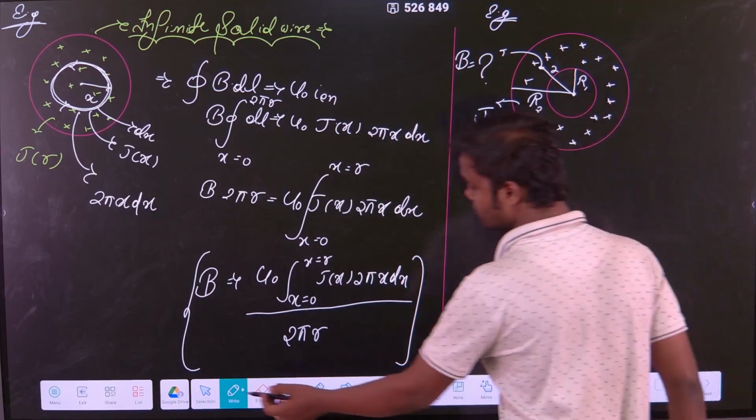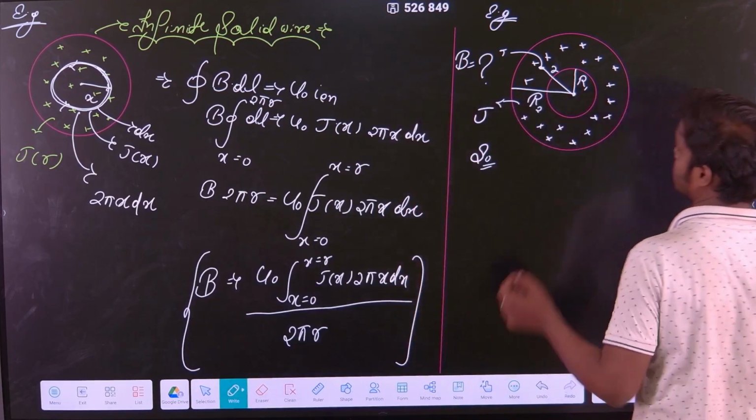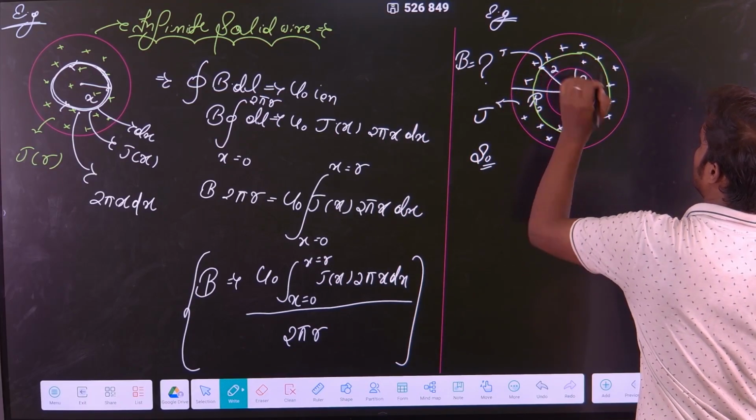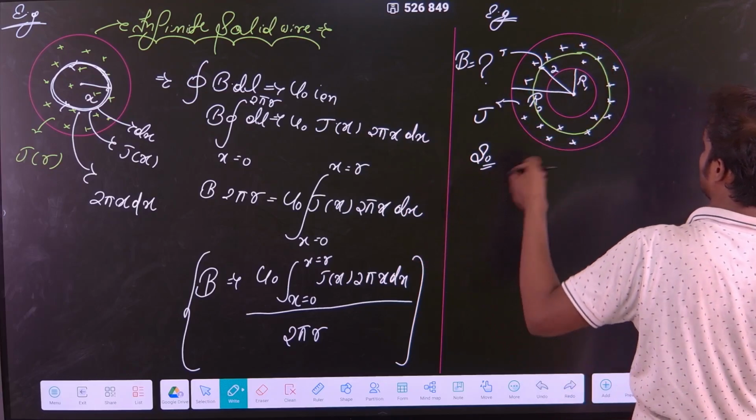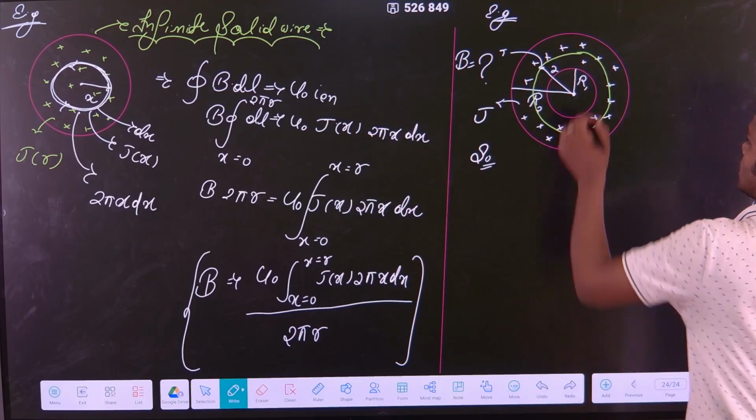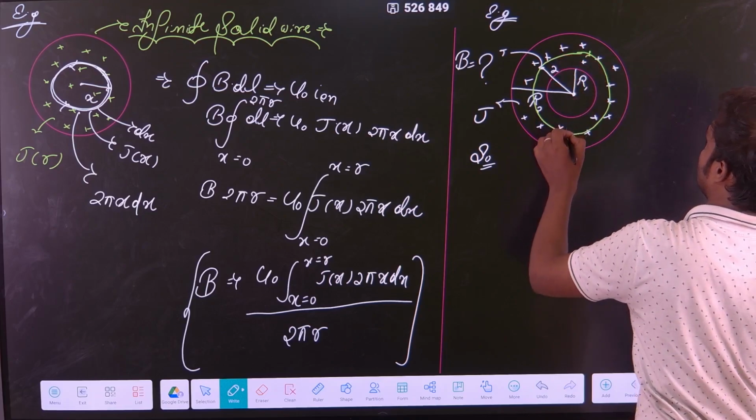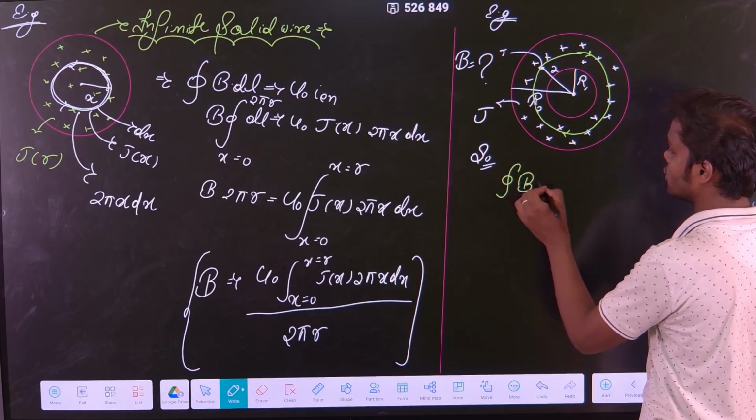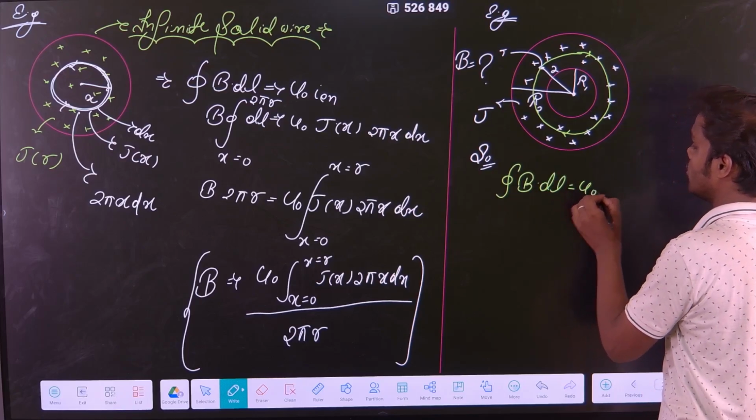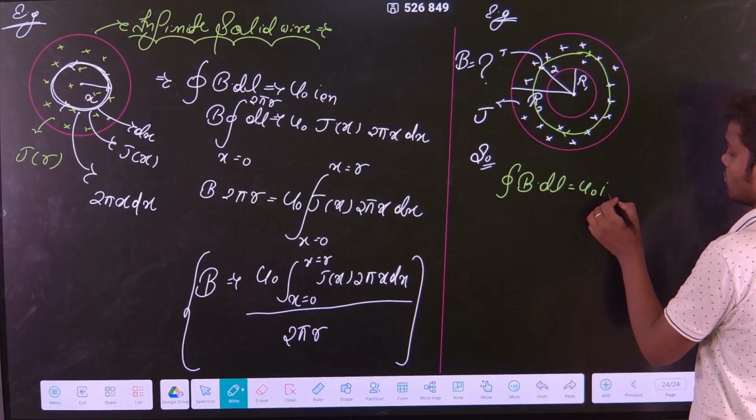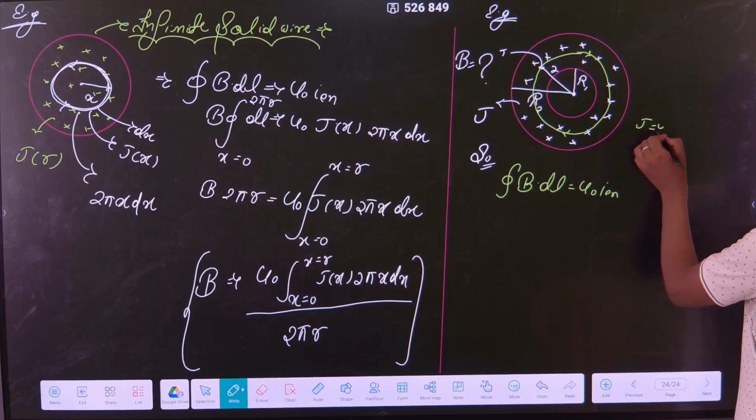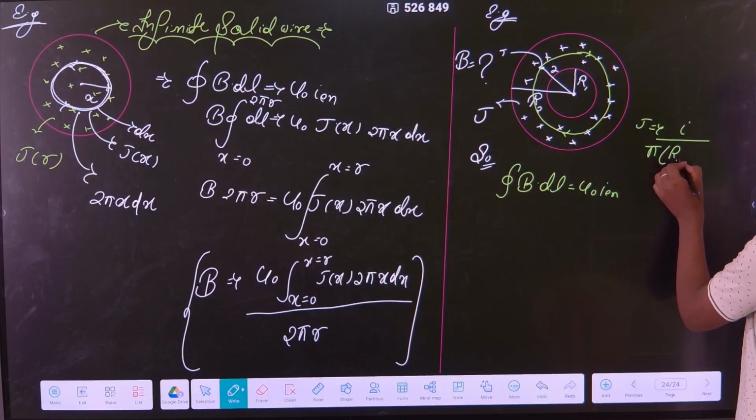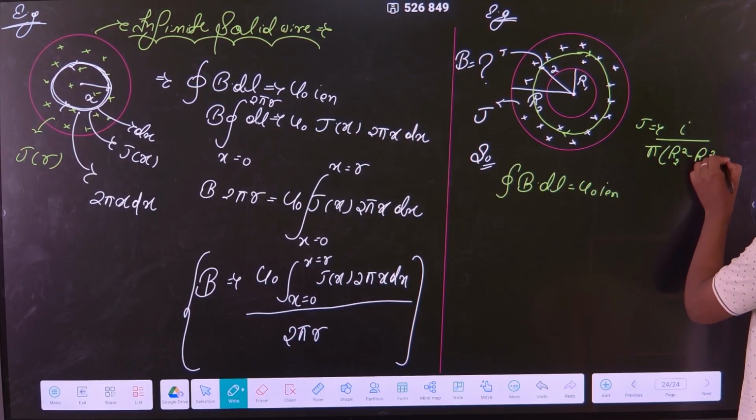See, what we will do, we will take an Ampere's loop and we will consider some direction. Whatever direction you want you can take; I am taking this direction. So what you will get is the closed integral of B dot dl equal to mu naught times I enclosed. First you tell me what J is here. J is total current I divided by pi times (r2 square minus r1 square).